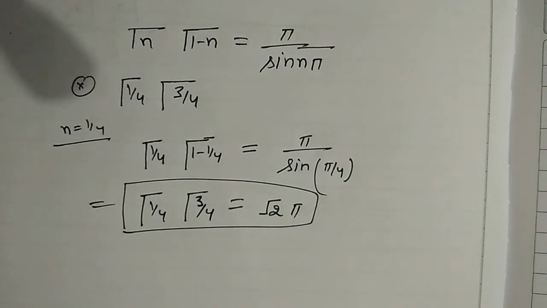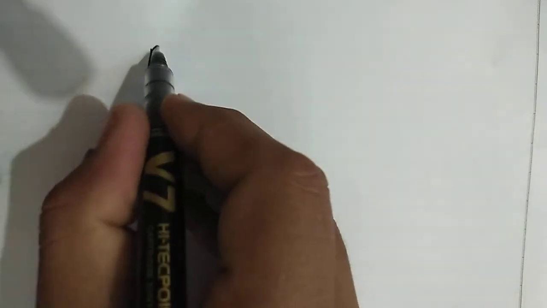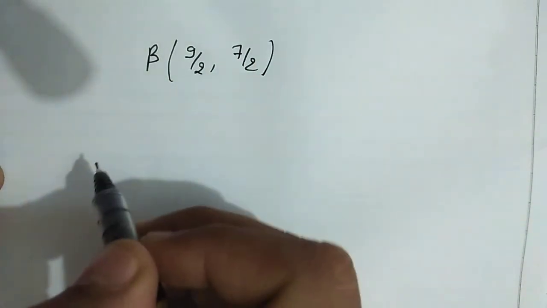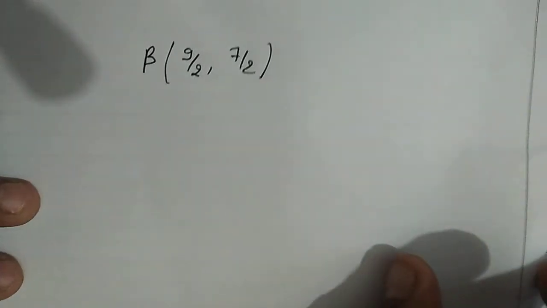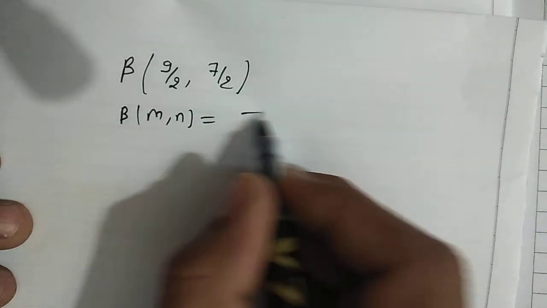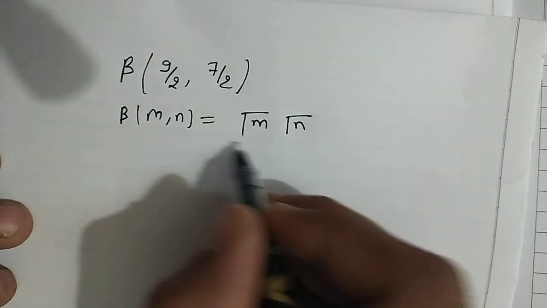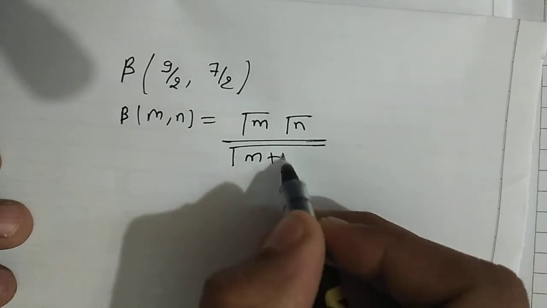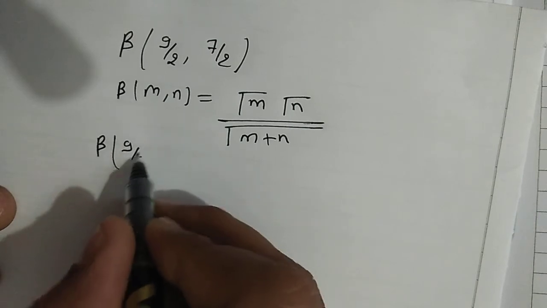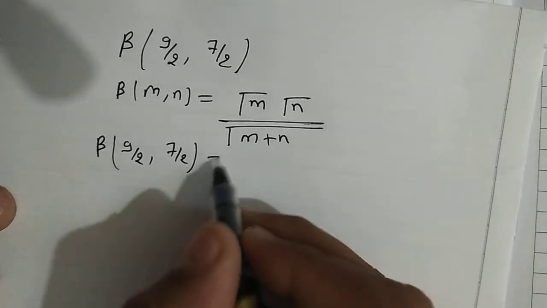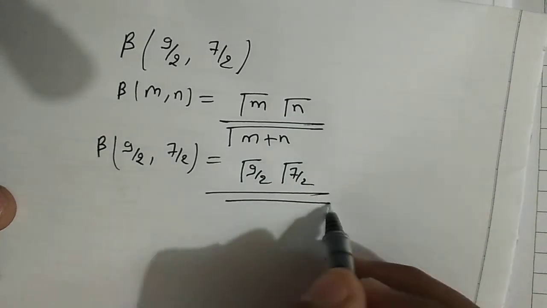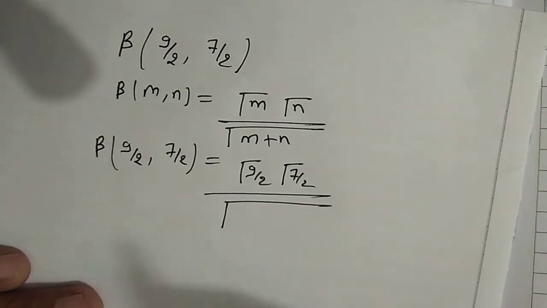And if it is given beta(9 by 2, 7 by 2), we can find it using the relation between beta and gamma function. We know beta(m, n) equals gamma m gamma n divided by gamma(m plus n). So beta(9 by 2, 7 by 2) equals gamma(9 by 2) gamma(7 by 2), divided by gamma of m plus n, which is 8.